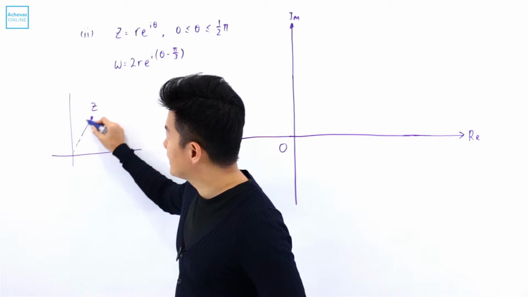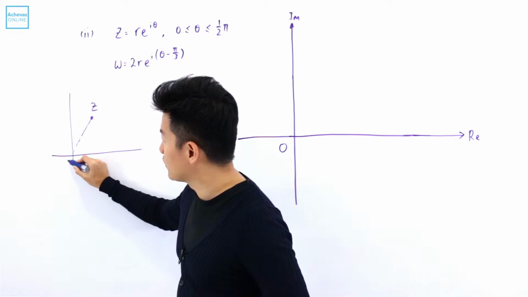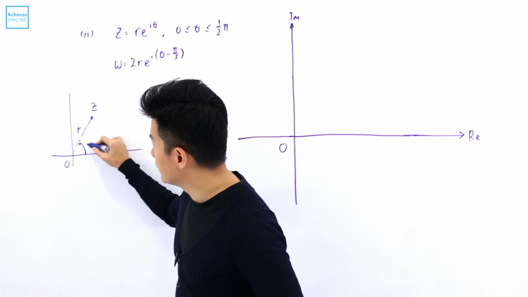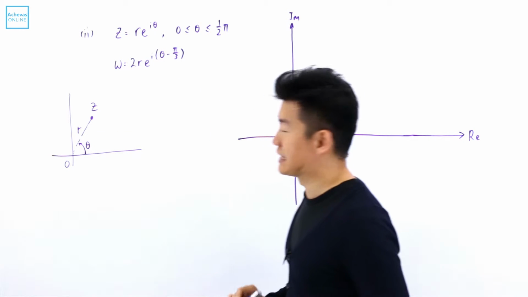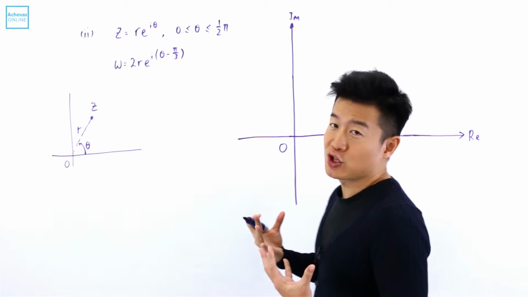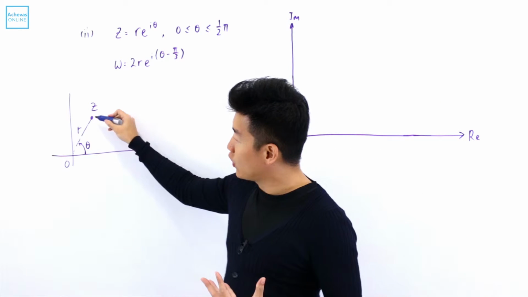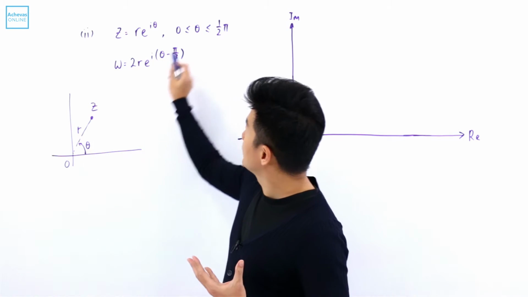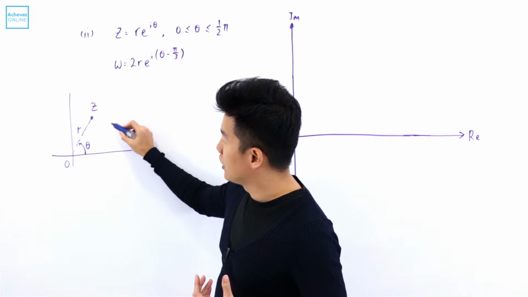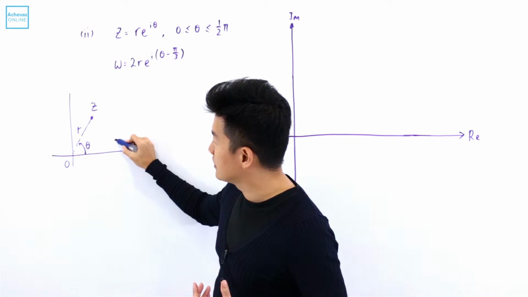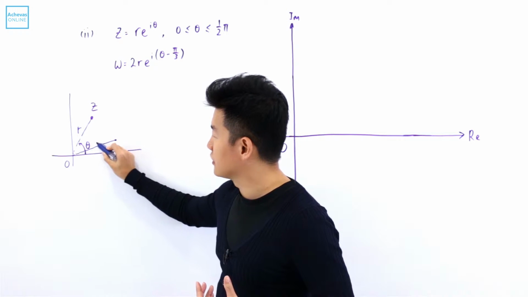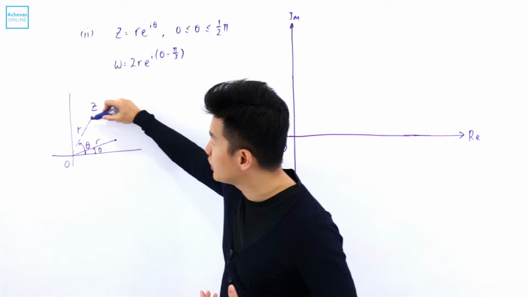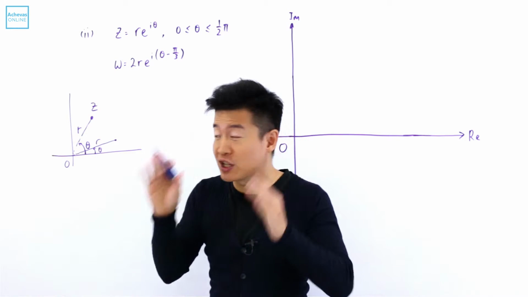If I were to say Z is here, that means the distance that this point is away from the origin is going to be R, and this angle here is going to be the argument of Z, which is theta. Other positions of Z are going to be all the same distance R away from the origin, but theta is going to change between 0 to pi over 2. So another position, maybe it is here, this distance here is going to be R and this argument here is going to be theta.